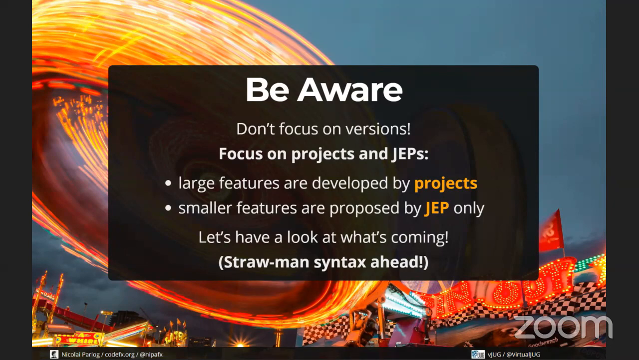That means you should focus more on the infrastructure that delivers these features, on projects like Project Amber and Project Jigsaw, and at JEPs. And that's a good thing, because that brings us much closer to the actual development model. It gets us in touch with the infrastructure that delivers these features, making it much easier for us to actually interact with it as well. So large features are usually developed in projects, and then smaller features are proposed by JEPs only.